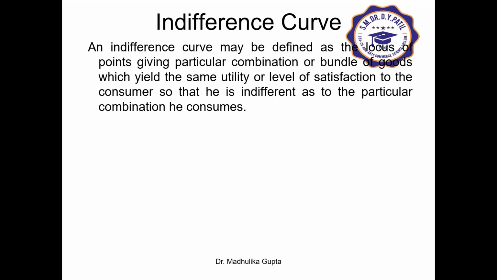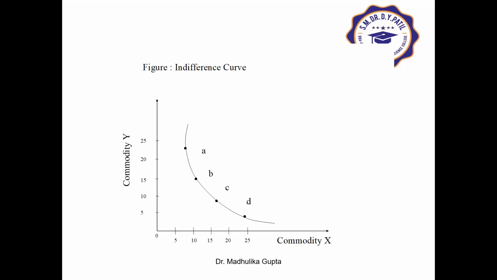So in this, we'll understand indifference curve analysis. So the indifference curve, what is that? The indifference curve may be defined as the locus of points giving a particular combination or bundle of goods which yield the same utility or level of satisfaction to the consumer, so that he is indifferent as to the particular combination he consumes. Thus, a consumer is indifferent towards all the combinations lying on the same indifference curve, as you can see, right? So the indifference curve is a graph that shows the combinations of two goods that give a consumer equal satisfaction and utility, thereby making the consumer indifferent, right?